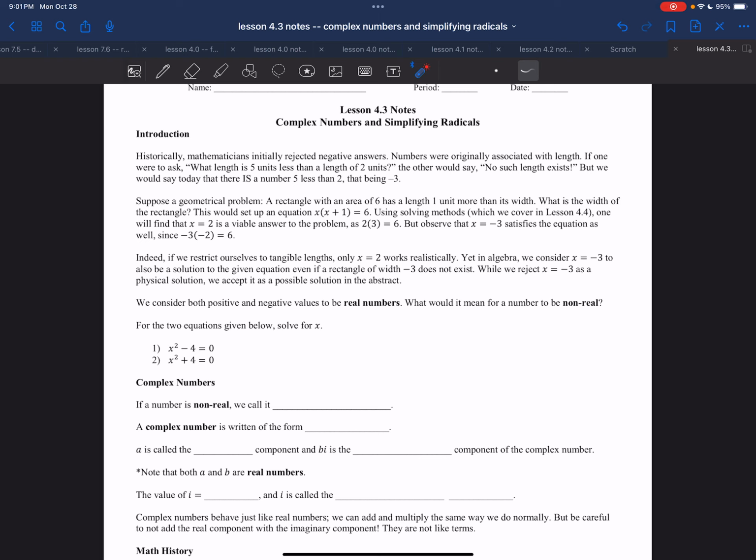And so that's what this lesson is. We're not really solving anything. We're not really doing a whole lot. We're just learning about maybe a new type of number. And that's the premise of the video.